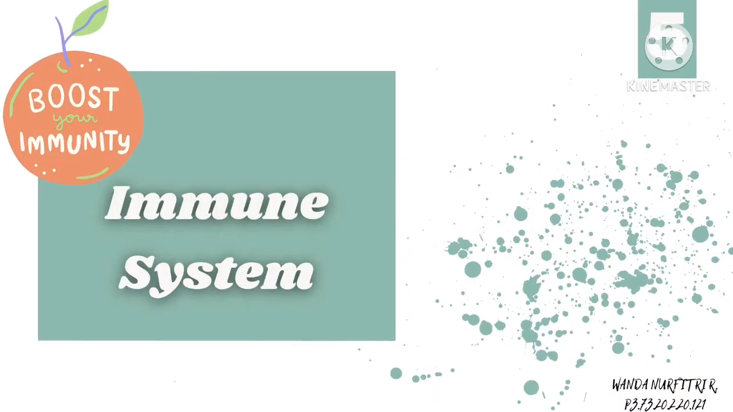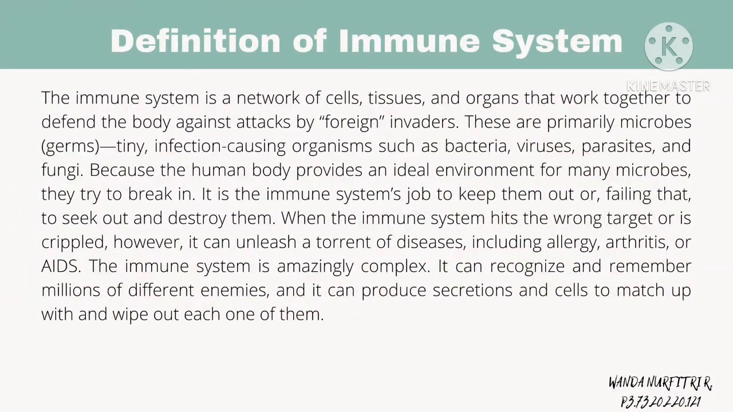5. Immune system. Definition of immune system. The immune system is a network of cells, tissues, and organs that work together to defend the body against attacks by foreign invaders. These are primarily microbes, germs, tiny infection-causing organisms such as bacteria, viruses, parasites, and fungi. Because the human body provides an ideal environment for many microbes, they try to break in. It is the immune system's job to keep them out or, failing that, to seek out and destroy them.